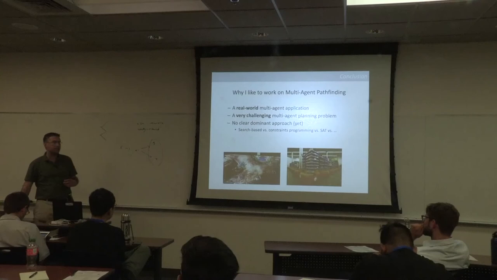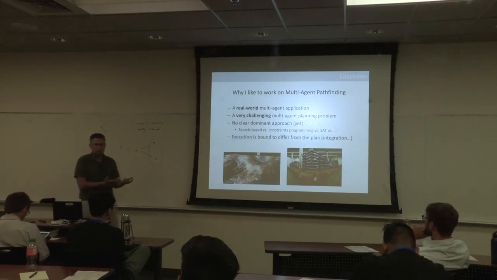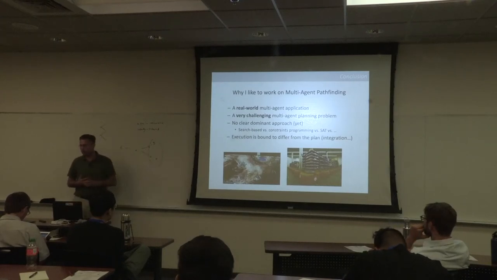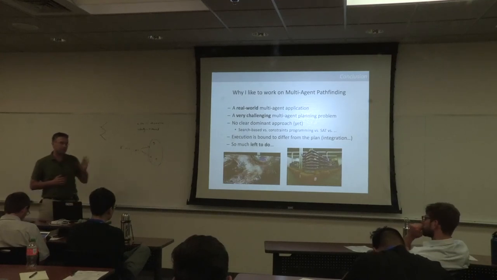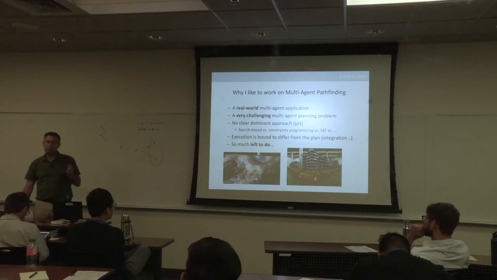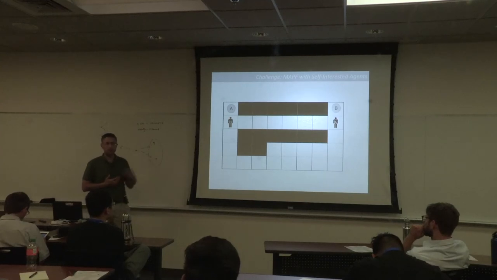Another reason is that here it's a real world problem where execution is very, very different from planning, and this opens up to many, many challenges that are left to be done in this specific type of problem. One of them, which I've worked a little bit about, but I think deserves more, is the problem of self-interested agents. So we assumed so far that when we give an agent a plan, they at least try to execute it.